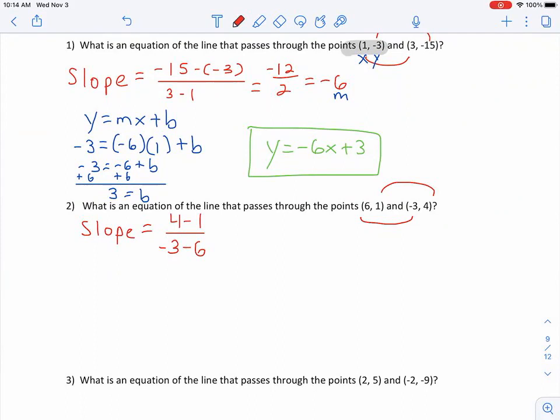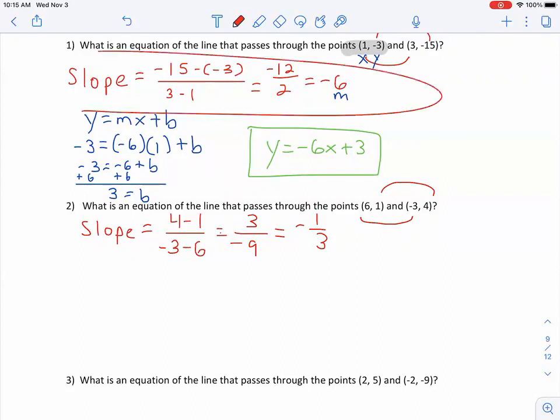All right, so let's see, 4 minus 1 is 3, right? And -3 minus 6 would be -9. So that is going to reduce to -1/3. All right, so just like the previous problem, we found our slope.